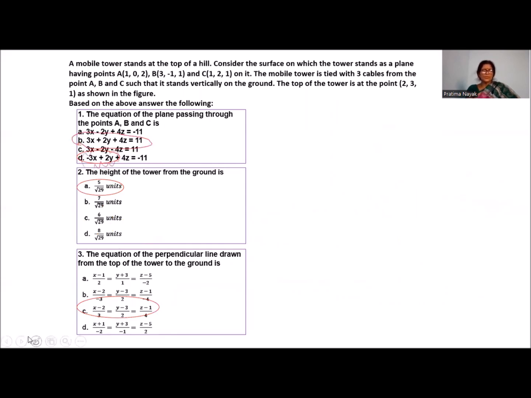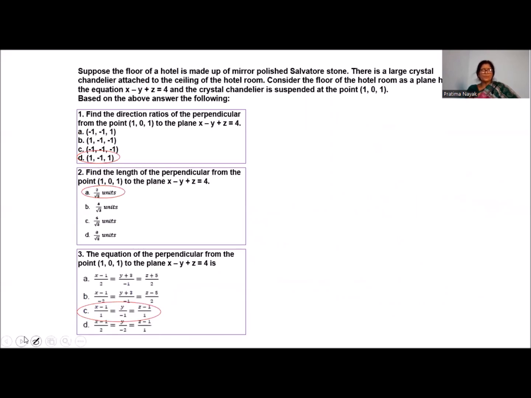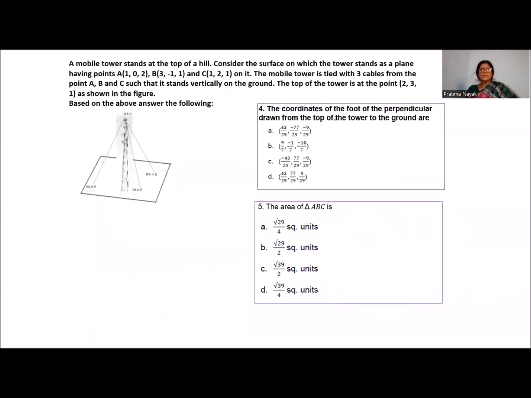Now coming to part 4. In part 4, we need the coordinates of the foot of the perpendicular drawn from the top of the tower to the ground. So here big answers are given. So let us see how we can do this. As I discussed, the foot of the perpendicular is x, y, and z, and the plane we have already found out. What is the plane? The plane was 3x plus 2y plus 4z is equal to 11.